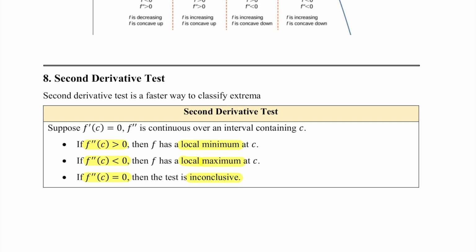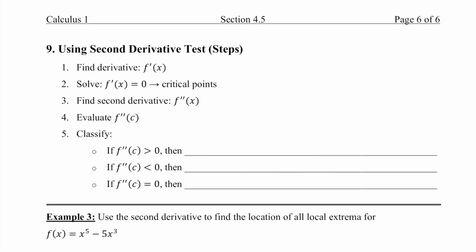So now we have two ways to find extrema. The first derivative test uses sign changes, and the second derivative test uses concavity. Now that we understand the second derivative test, let's organize it into a clear step-by-step process. Step 1. Find the first derivative, f prime of x. Step 2. Set f prime equals 0 and solve for x. These give us the critical points.